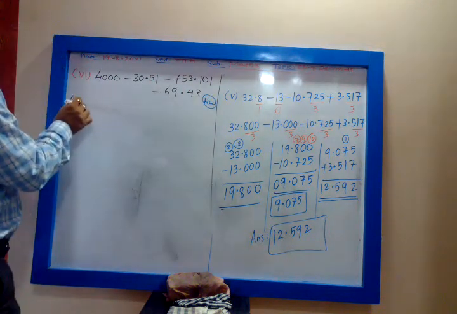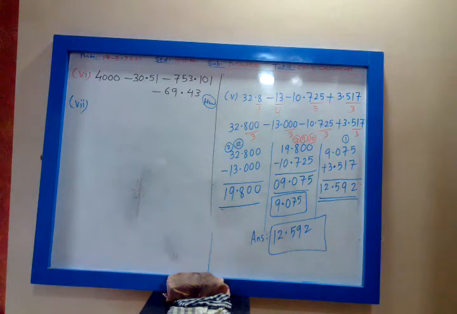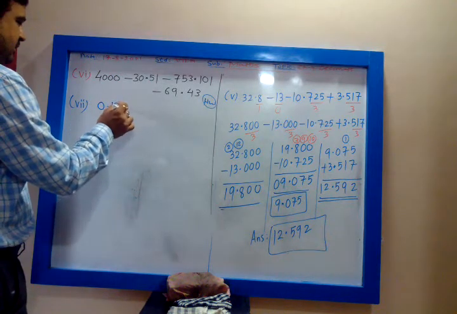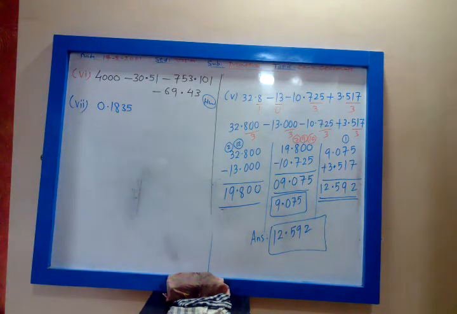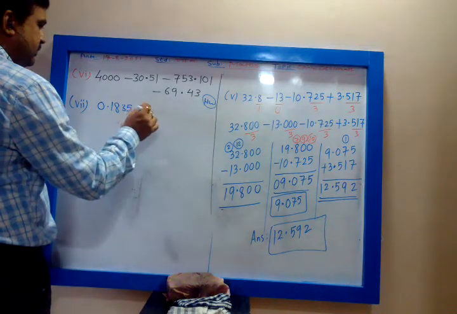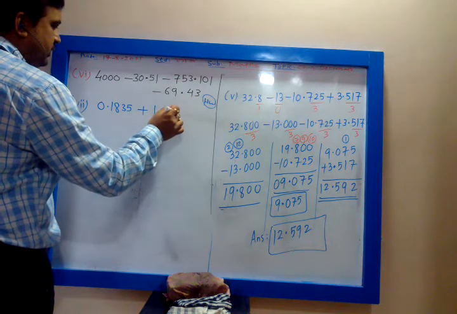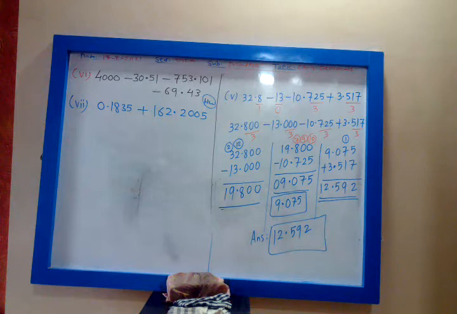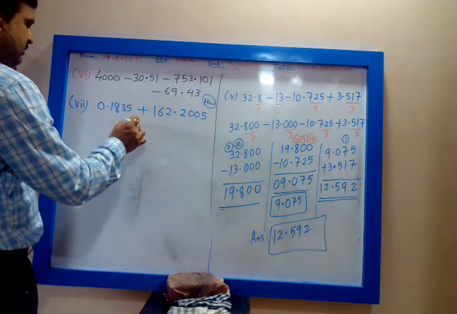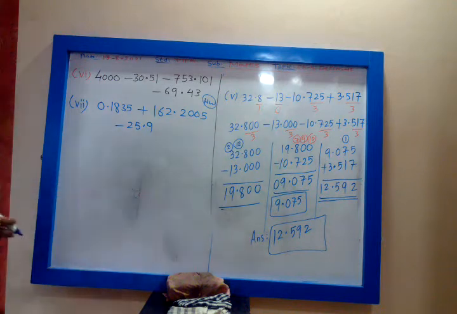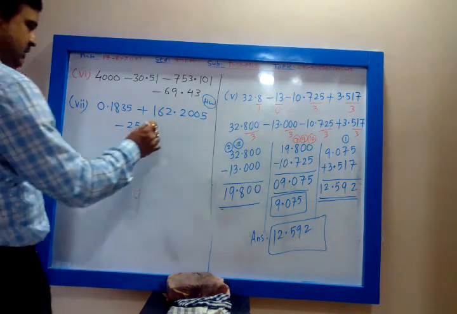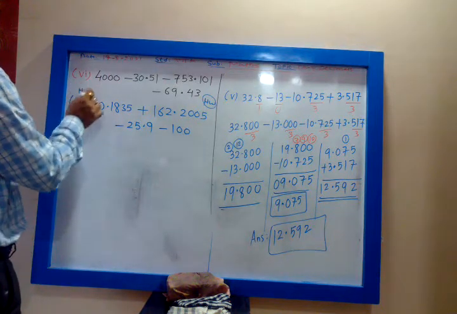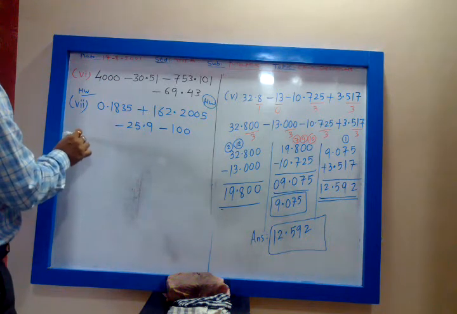Then seventh one: 0.1835 plus 162.2005 minus 25.9 minus 100. You convert them into like decimals. Homework. Eighth one.